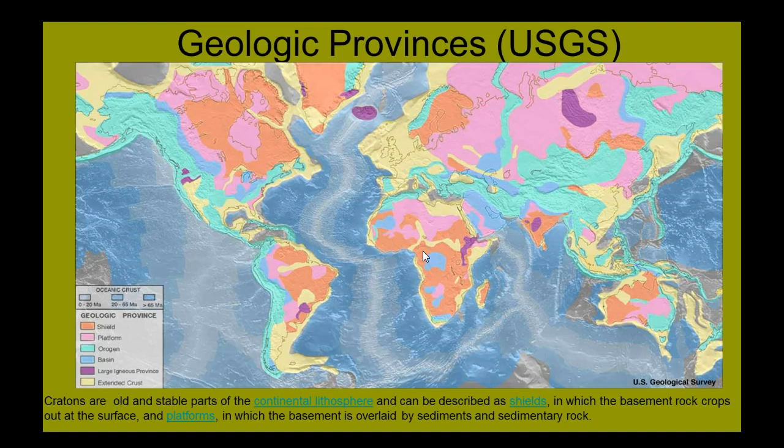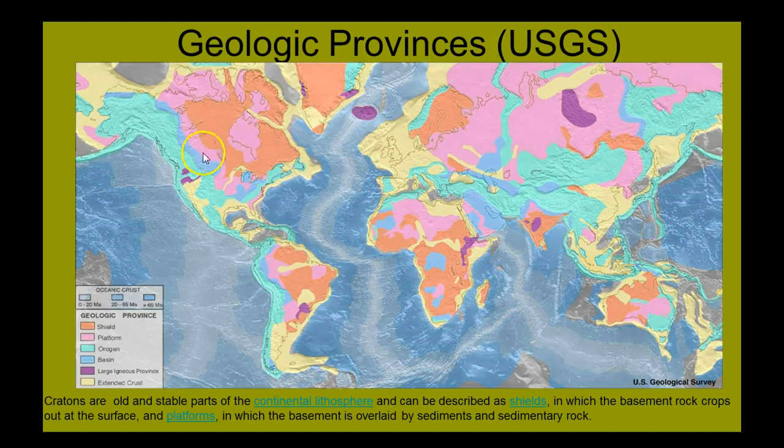Well, it says that cratons, which are old and stable parts of the continental lithosphere, can be described as shields. And shields then are base rock outcroppings that crop out at the surface. These can also be platforms, which are basement rocks that are overlaid with sediments and sedimentary rocks. Okay, so the way to translate this map then is these orange areas are the oldest parts of the Earth's land surface, and they serve as the foundation upon which the modern continents were constructed.